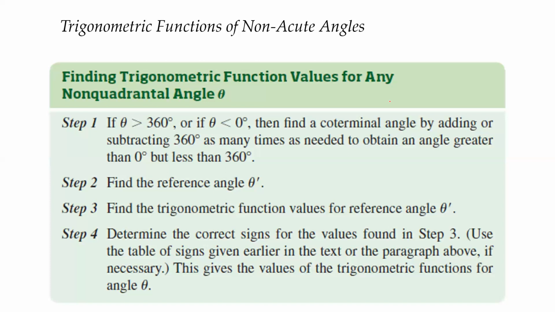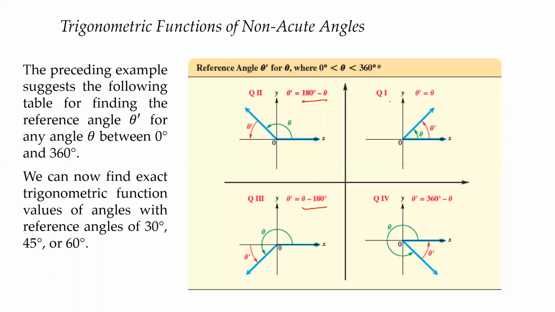And after that, we find the reference angle theta prime, the smallest positive angle from 0 to 90 degrees. And next would be to find the trigonometric function values for the reference angle theta. And step number 4, determine the correct signs for the value found in step number 3. Use a table of signs given earlier in the text or the paragraph above if necessary. And what this refers to is this one.